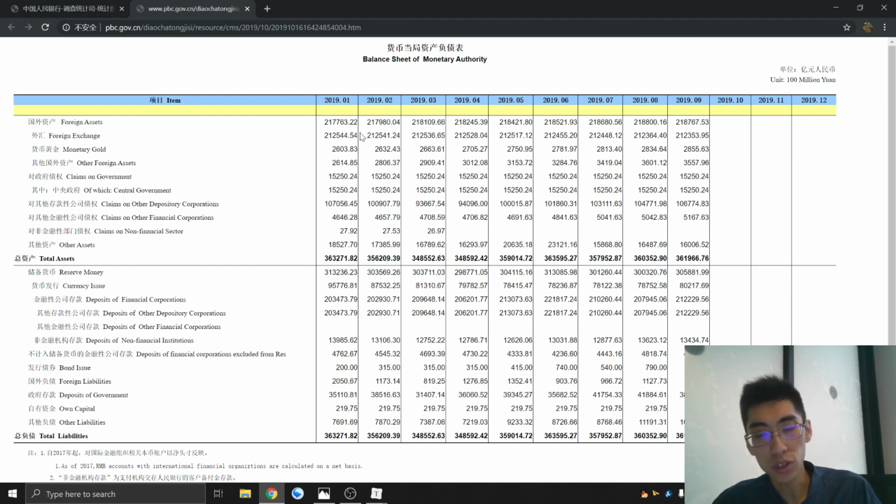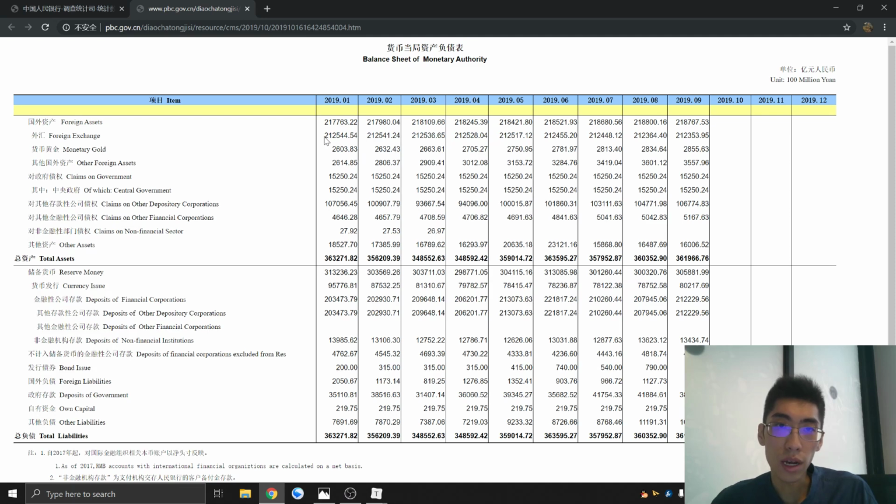We can see that the balance sheet of the PBOC is much simpler than that of the Fed or the ECB and BOJ. Only a few items need our attention. The first one is foreign exchange. Due to the relationship between the RMB and US dollar, the People's Bank of China has maintained a large amount of US dollar foreign exchange reserves, and you can see here.